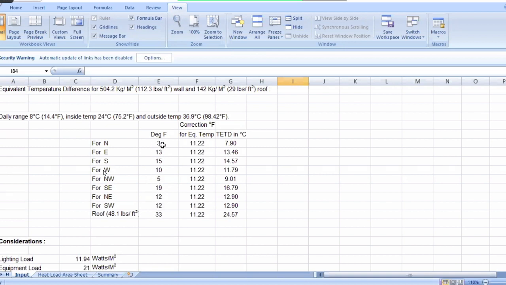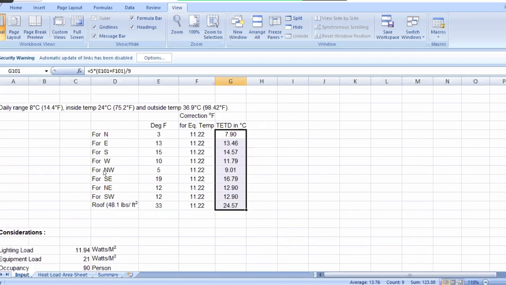Then correction factor. These TETDs were given for a particular temperature inside and outside and a particular daily range, so I have corrected it with a correction factor, and considering the correction factor, this will be my final TETD.